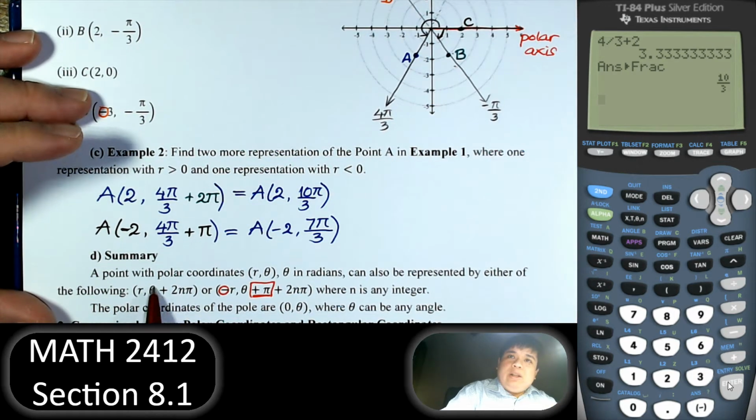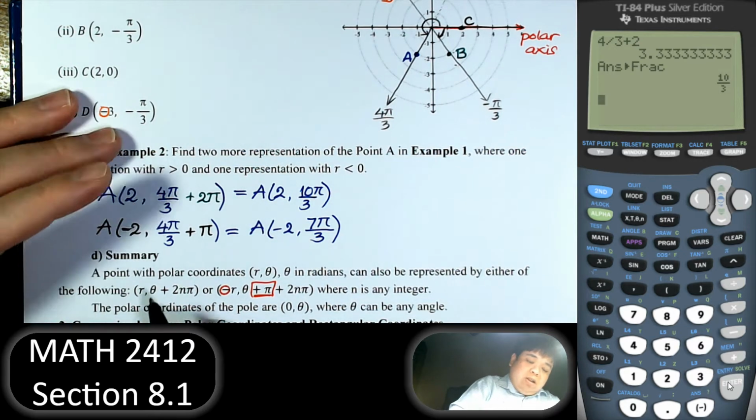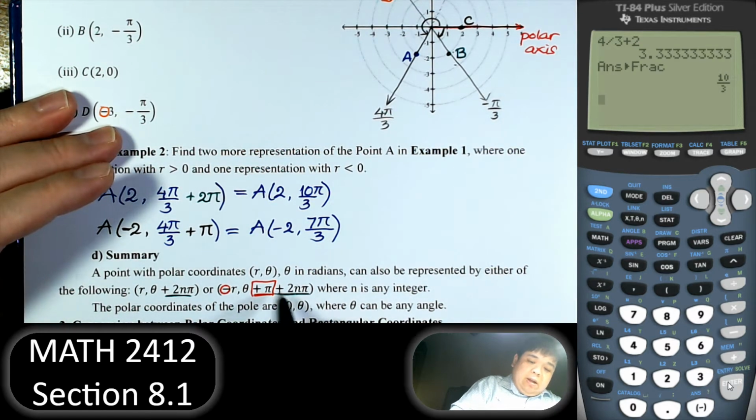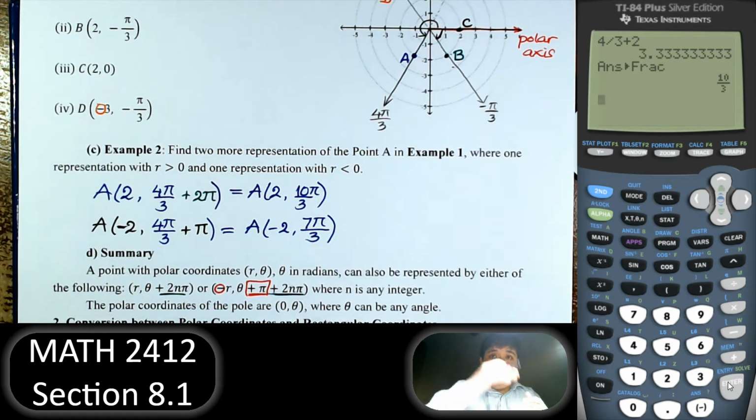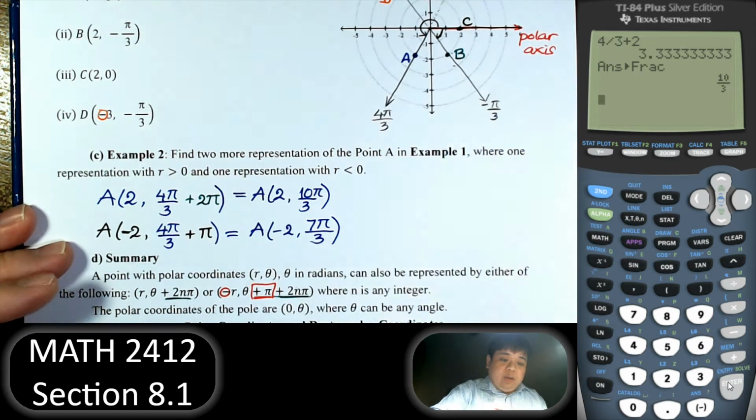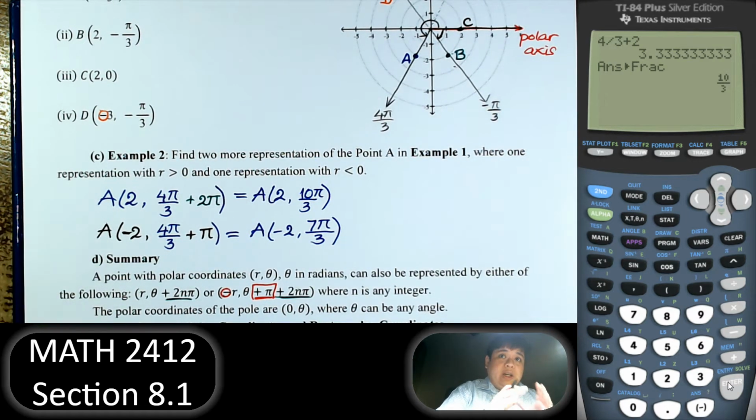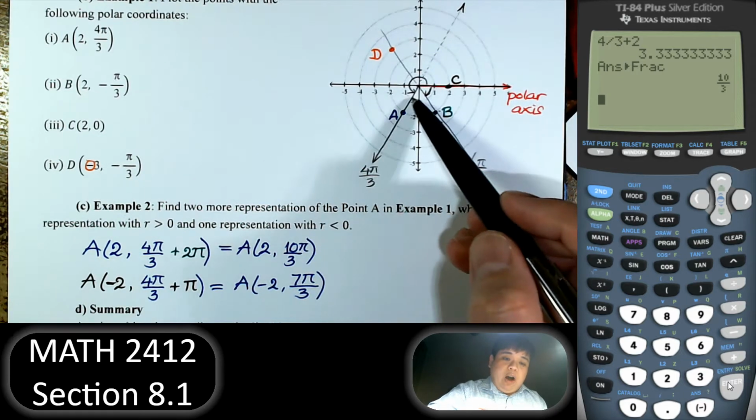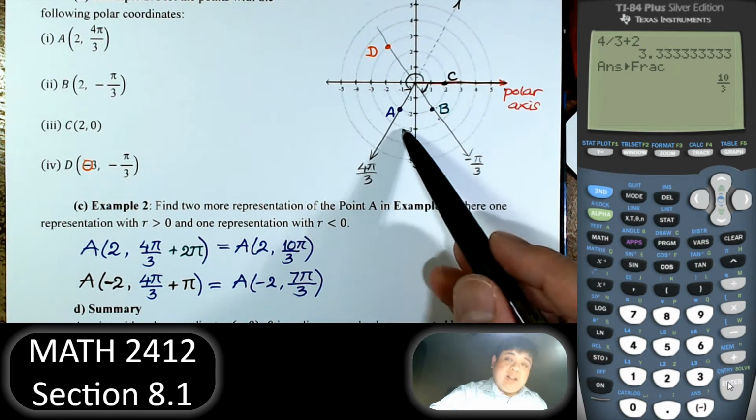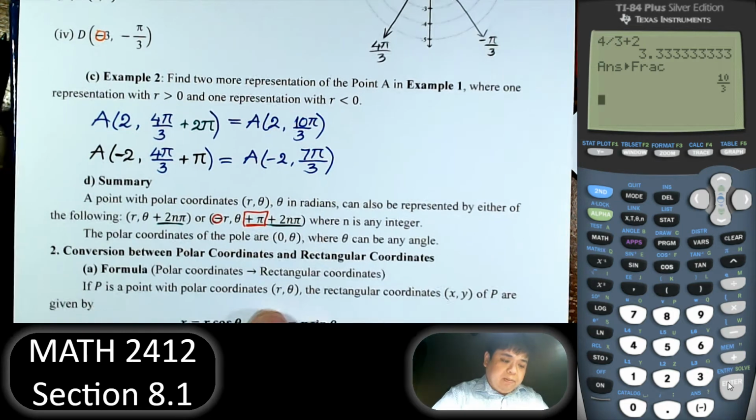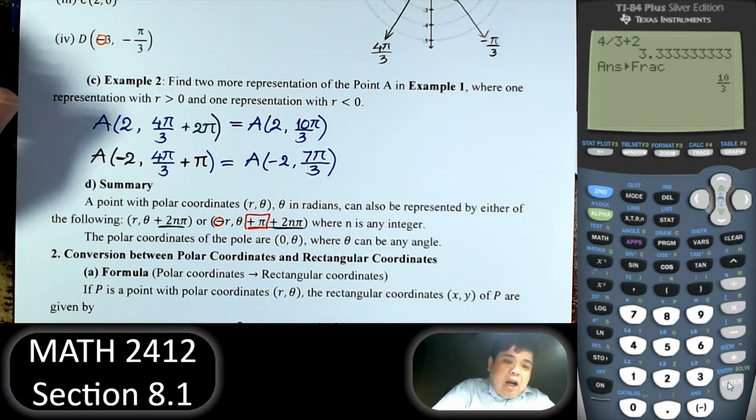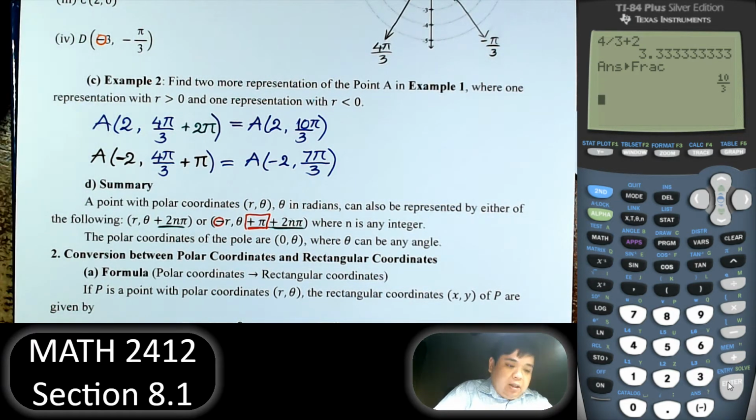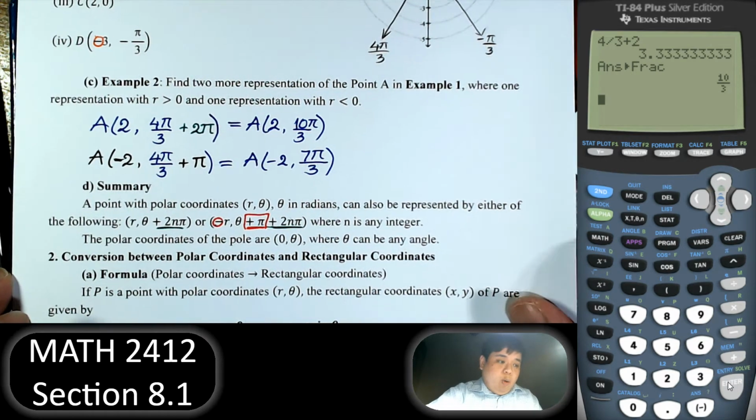Adding 2 pi to it doesn't change anything because the ray is still the same. But if we add a pi to it, we go to the opposite side, so we throw in the negative. So if we want to use a different representation of the same point, throw in the negative and then plus a pi. That will go to the opposite direction and then go to the opposite again, so we get back to the same point. Right. So that is representation of a point in polar coordinates.